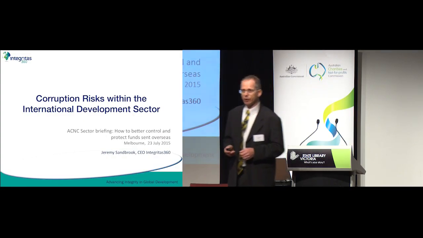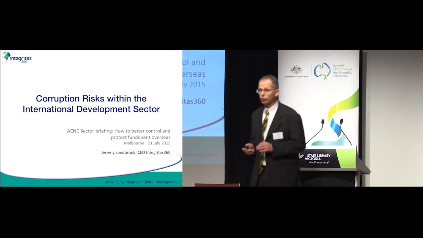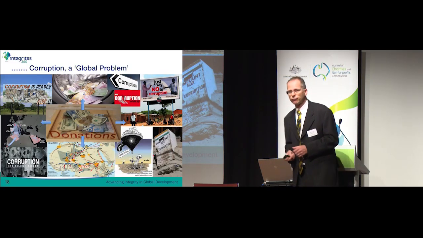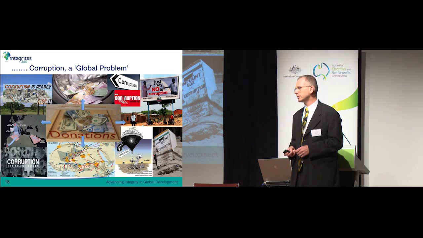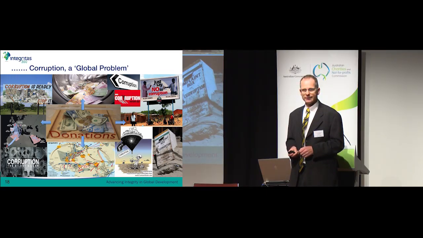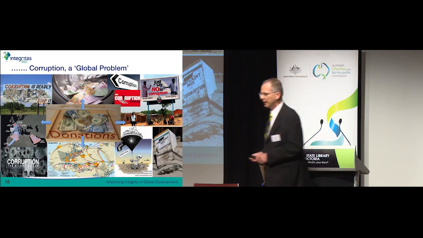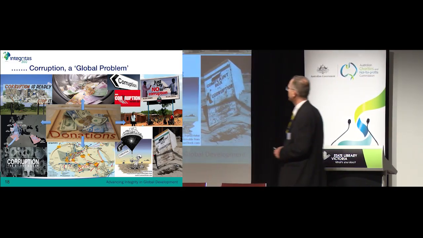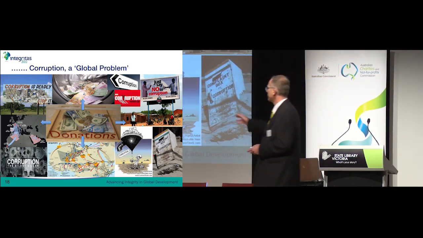So really, the purpose of the next presentation is to give you a little bit of an overview about corruption in the international development sector. Corruption takes a number of forms, and I'm not going to define it. It's one of those things that is difficult to define, but we all know it when we see it. You've got a few examples up here, and a few here down the bottom.